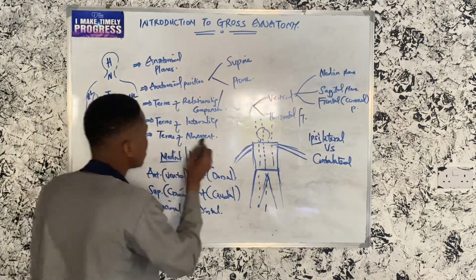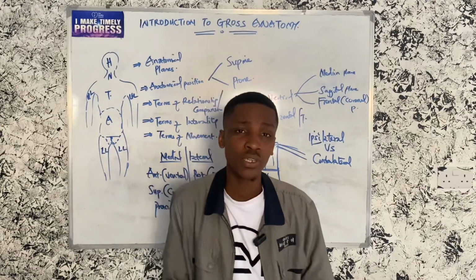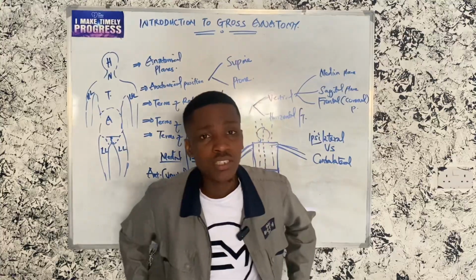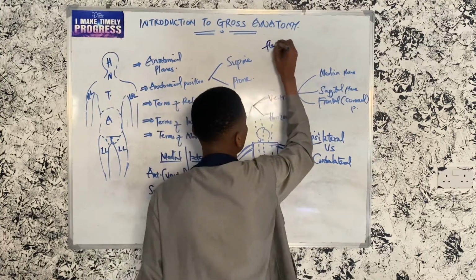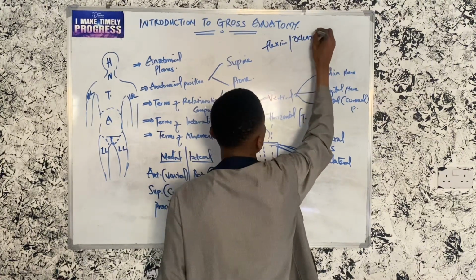The last thing would now be the terms of movement. What are the terms we use when we talk about movement in anatomy? Because you are going to be hearing this a lot in gross anatomy. We have different movements. We have flexion and extension as the first movement I would like to mention.